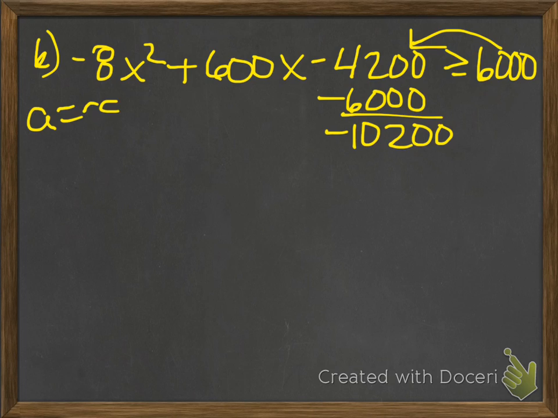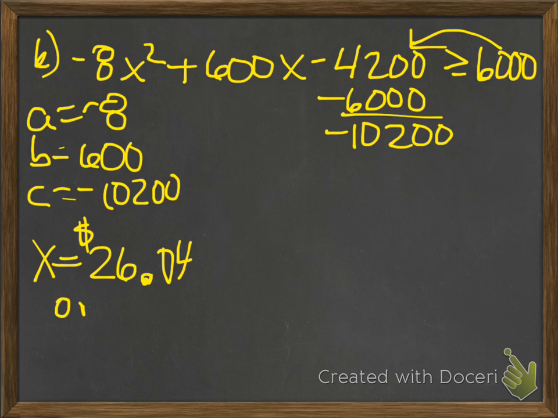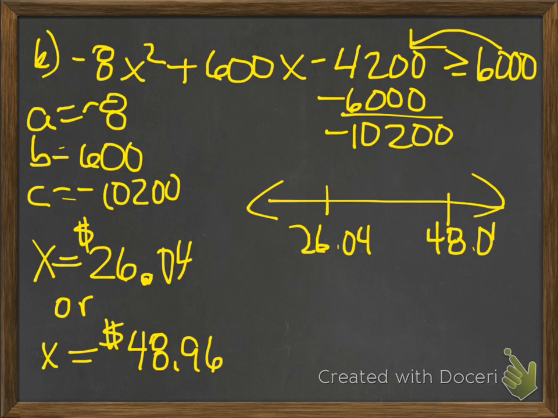So my A is negative 8, my B is going to be 600, my C is going to be negative 10,200. That one you definitely have to deal with the calculator. Plug it in, do quadratic formula. You should get an answer of $26.04 and $48.96. Okay, so we're going to test a point in between, and by now you've probably noticed most of the time they are in between. But again, let's test it.